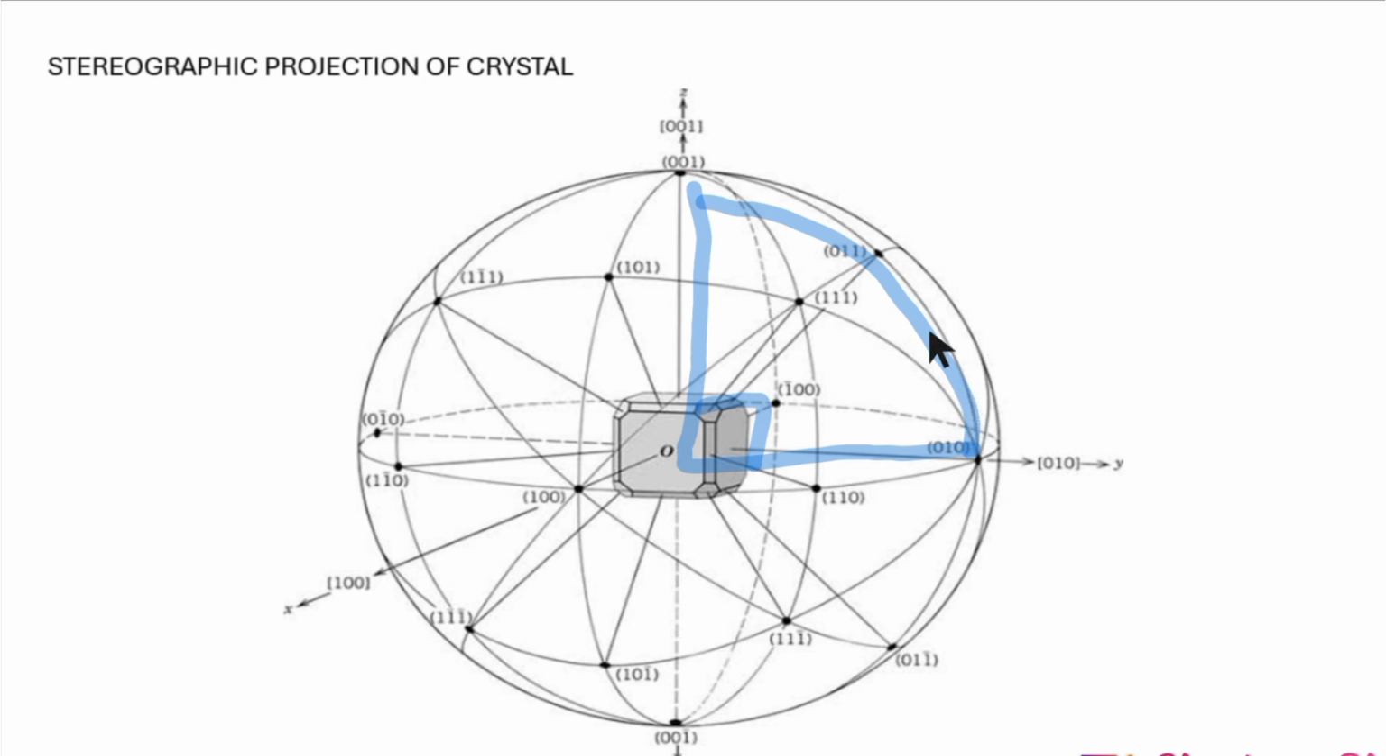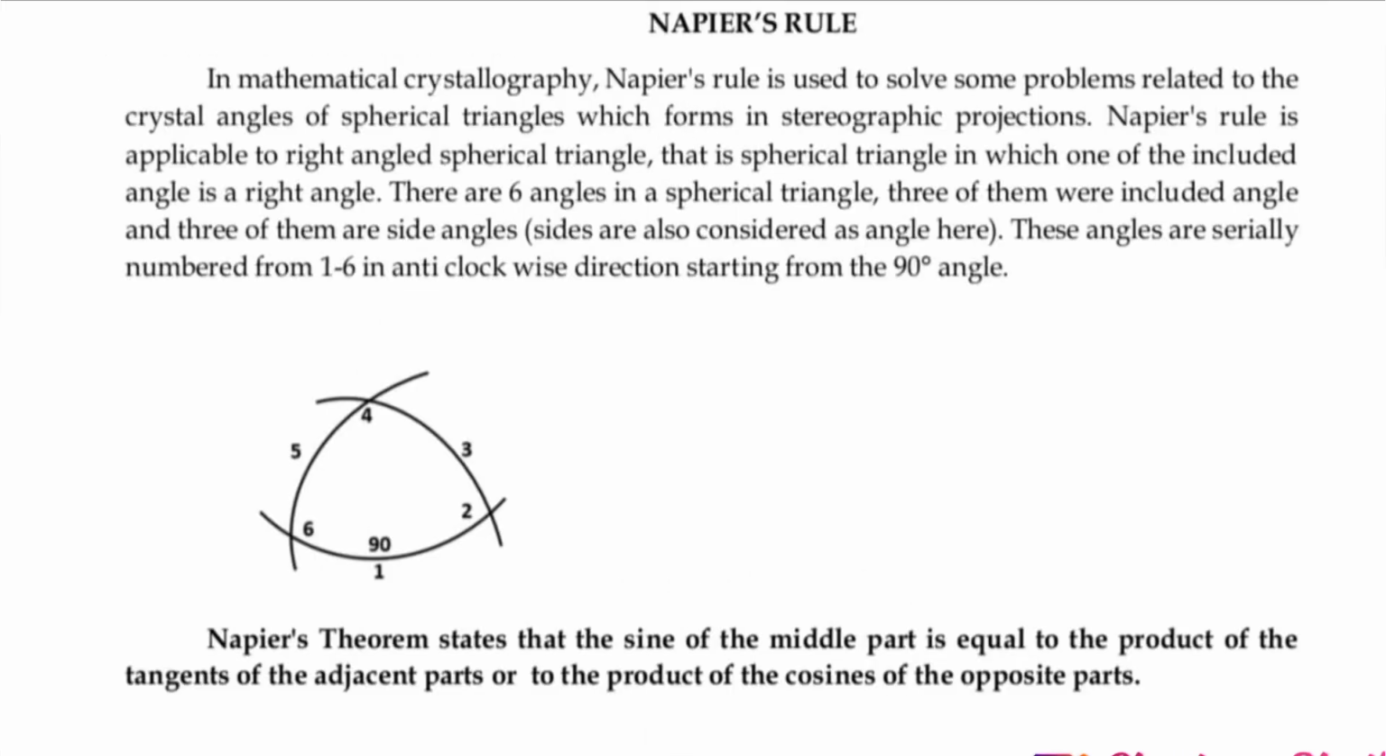So these are the sides of a spherical triangle. There will be 6 angles in a spherical triangle, and there will be a 90 degree angle. So that is marked here. So about the theory part, what is Napier's rule?